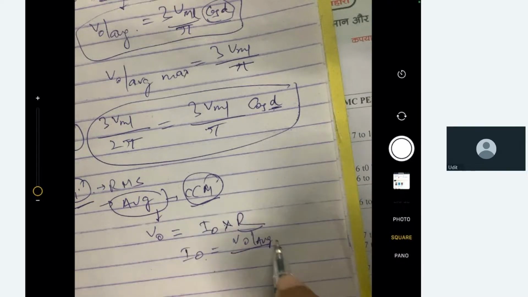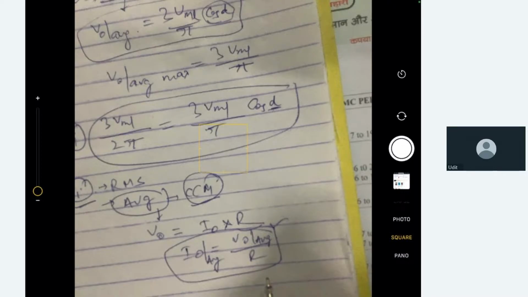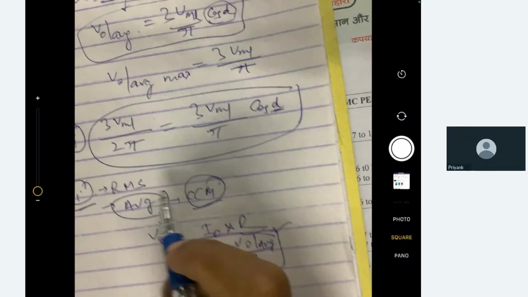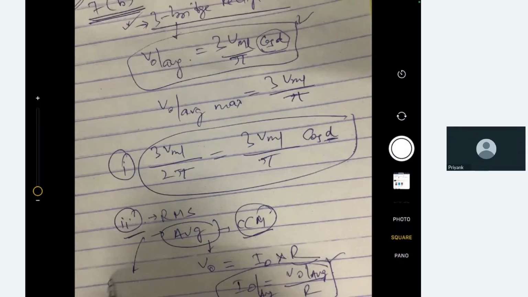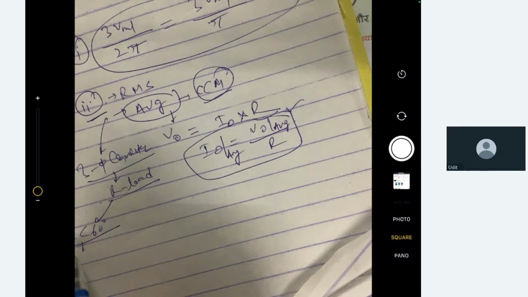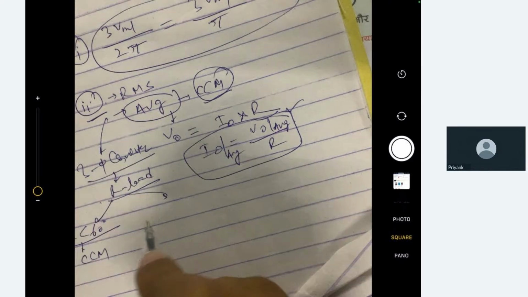The CCM assumption I think will not hold, because the load is a resistive load, so continuous conduction mode will not happen. No, if you go through the analysis, it is given in PS Bimbhra very clearly. For a three-phase converter with resistive load, for alpha less than 60 degrees, we always have CCM, and for alpha greater than 60 degrees, we have DCM.